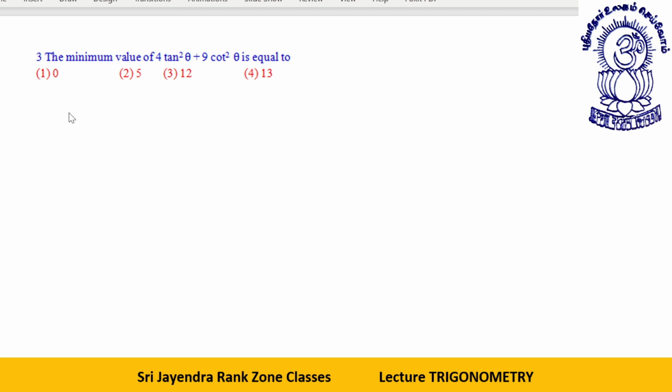Now you have a very good question. Minimum value of 4 tan square theta plus 9 cot square theta is. Now I will actually need to tell you a bit of theory. How will I tell you this theory? Look, the minimum value for A tan square theta plus B cot square theta is 2 under the root AB.